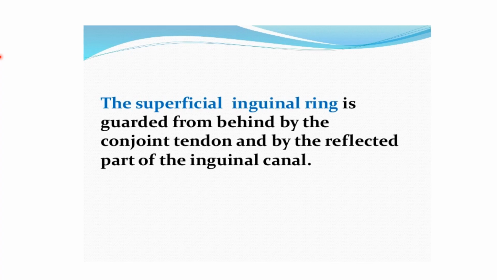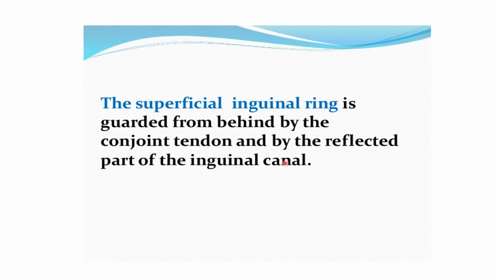Similarly, the superficial inguinal ring is guarded from behind by the conjoint tendon and by the reflected part of the inguinal ligament. As I explained earlier, the superficial inguinal ring is a triangular gap in the external oblique aponeurosis. It is guarded from behind because the arching fibers of the transversus abdominis and the internal oblique combine together to form the conjoint tendon, which arches over, forming the roof of the inguinal canal, and then gets inserted into the pubic crest and pectineal line, enhancing the medial end of the posterior wall of the inguinal canal.